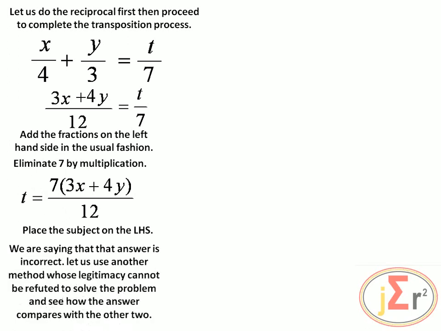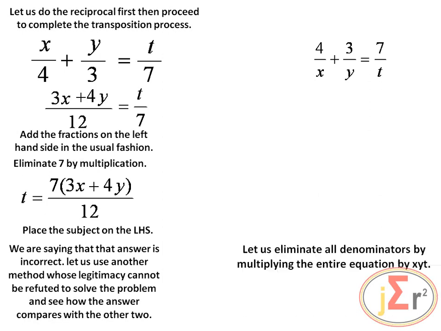There we have it. We are saying that that answer is incorrect. Let us use another method whose legitimacy cannot be refuted to solve the problem and see how the answer compares with the other two. And when I'm saying the other two, I mean the one that we know to be the correct one, and also with this one. So we will not do the one where we reciprocate the fractions. We will use another method, and the method that we will use is the one that requires us to multiply by the common denominator.